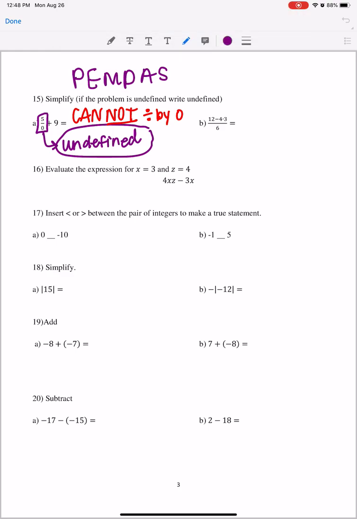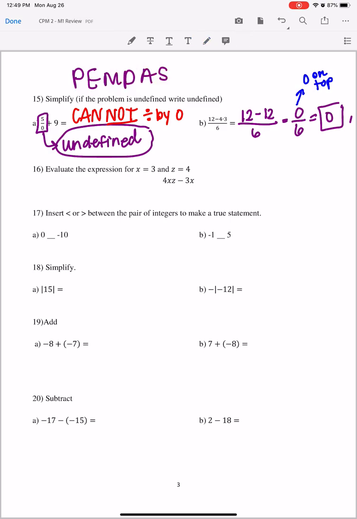Okay, on B, simplify the top before we can divide it with the bottom. So on the top, we need to multiply and divide, and then I can subtract. So we get 12 minus 4 times 3 is 12. Keep going. 12 minus 12 is 0. So I've got 0 divided by 6. This is 0. It is okay for 0 to be on top. It just can't be on the bottom. Okay, and that's the difference there.